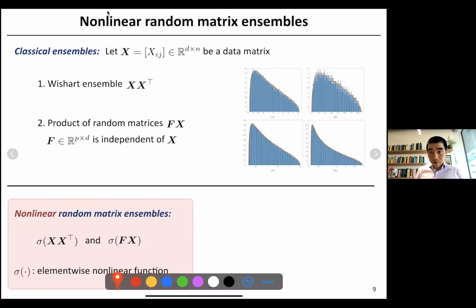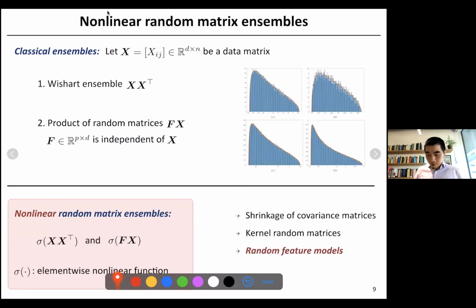In particular, the nonlinearity is represented by a sigma, and this is an element-wise nonlinearity. So that means we are going to apply a nonlinear transformation to each entry of X transpose, or to each entry of F times X, okay? And the nonlinearity can be a fairly general type of nonlinearity. So why do we want to study these? There are a few applications where such nonlinearly transformed versions of random matrices appear.